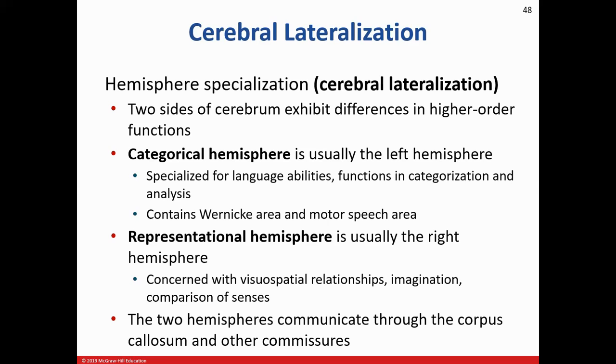The representational hemisphere is usually the right hemisphere in most people, and it's more concerned with the visual spatial relationships, imagination, and the comparison of senses. Now, to communicate through the corpus callosum, again, fibers that are connecting both sides, as well as other commissural fibers.